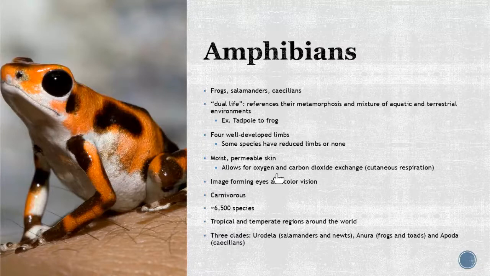Now, with movement to land, we still have to go through the process of gas exchange. So we're seeing that their skin is going to be moist and mostly permeable. This is how they exchange oxygen and carbon dioxide. With this group, one thing you notice is a lot of them have larger eyes, and we're going to start to see these groups actually have color vision. A lot of them are going to be carnivorous, and you're going to find them in various regions, both tropical and temperate regions of the world. Now it's broken up into 3 clades, which we'll talk about a little bit on each of them.